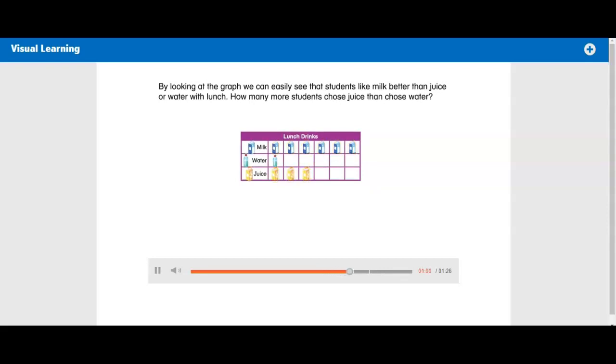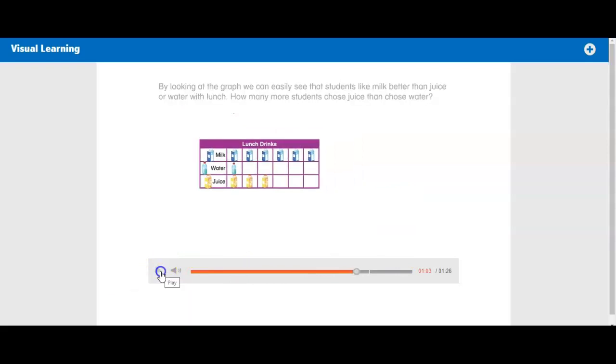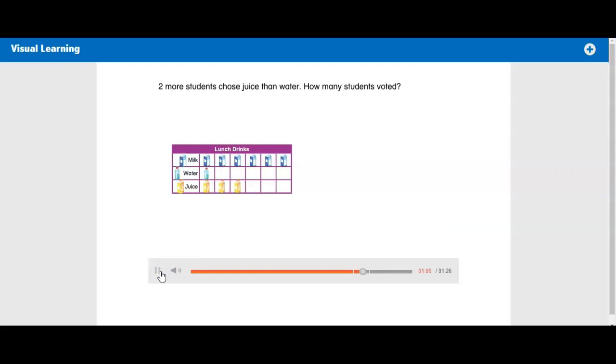How many more students chose juice than chose water? Select your answer. Let's look. 1 student chose water and 3 students chose juice. We can look and see that there are 2 more juice choices than water. So 2 more students chose juice than chose water. Two more students chose juice than water.